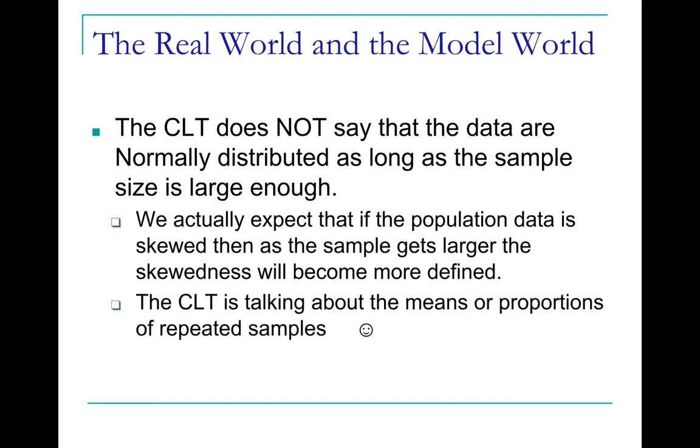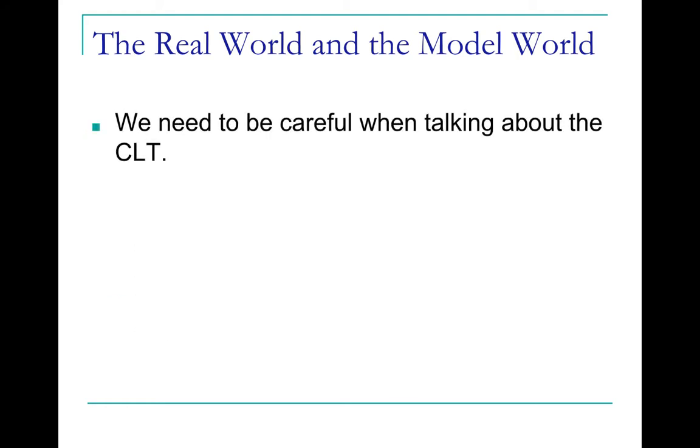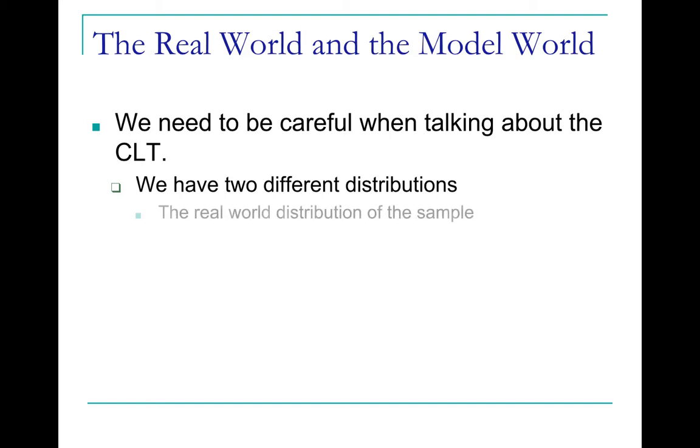What the central limit theorem is talking about is the means or proportions of repeated samples. So if we were to take multiple samples of 50 7th graders, average their heights together, and plot their average height, then we're going to be unimodal and symmetric. Same thing works for proportions. So you have to be careful when you're talking about the central limit theorem because we have two different distributions. We have the real world distribution of the sample, which is just one sample, just looking at the data of one sample. That is going to have the distribution that it's supposed to, whether it happens to be unimodal and symmetric, or it's bimodal, or it's skewed, doesn't really matter.